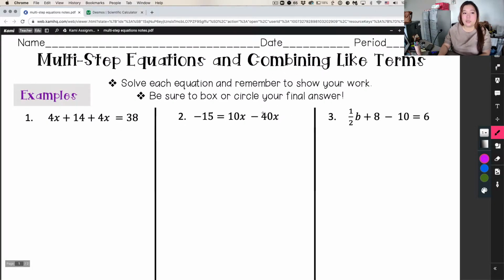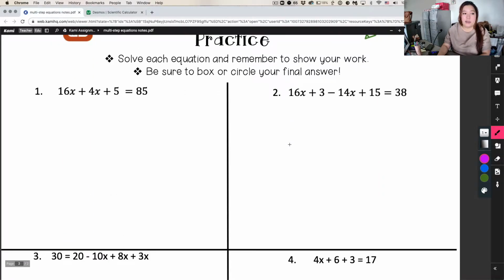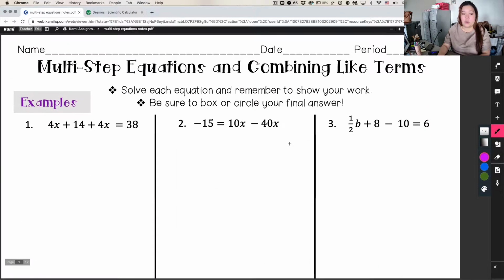This whole first page is examples, and then there is a second page, be careful. The second page has 6 problems you're supposed to do on your own. So hopefully you can get the gist of it through this.